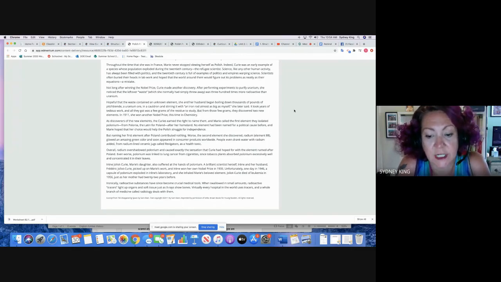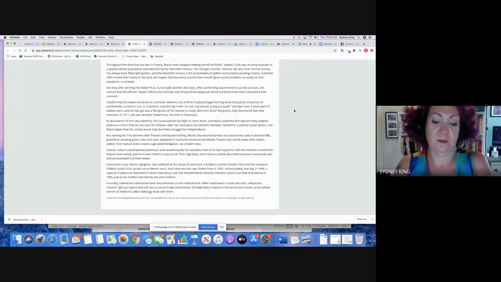Joliot-Curie died of leukemia in 1956, just as her mother had 22 years before. Ironically, radioactive substances had since become crucial medical tools. When swallowed in small amounts, radioactive tracers light up organs and soft tissues just as X-rays show bones. Virtually every hospital in the world uses tracers, and a whole branch of medicine called radiology deals with them.